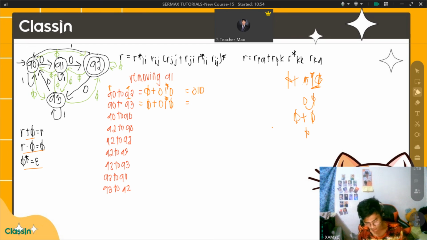So therefore, your answer for this one, since from here with a 1 clean star times the null, it will become 0 null. Then 0 null will become null. And then null plus null is equal to null. So therefore, it will become null right now.